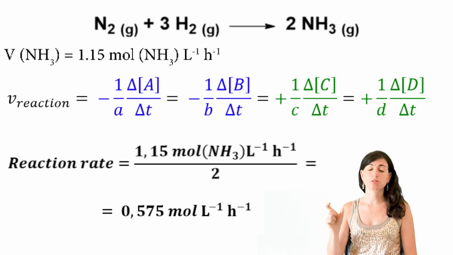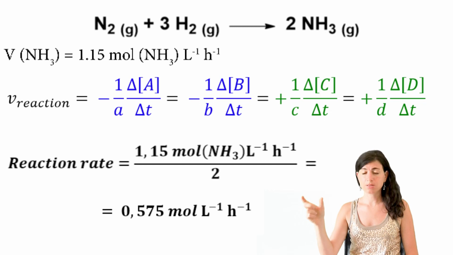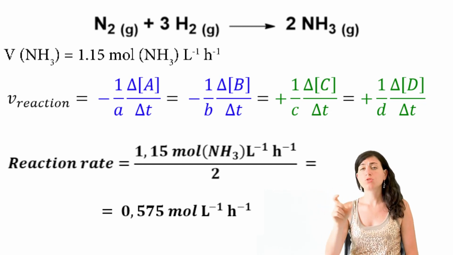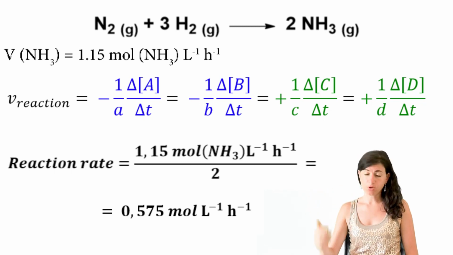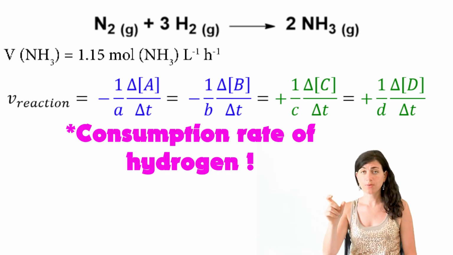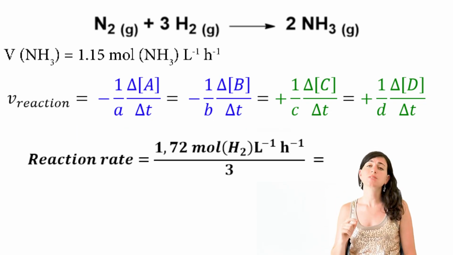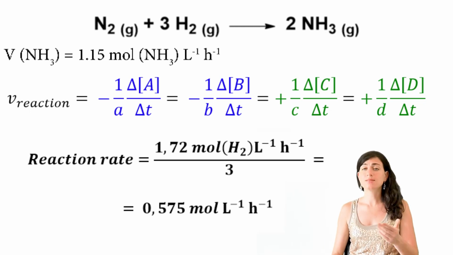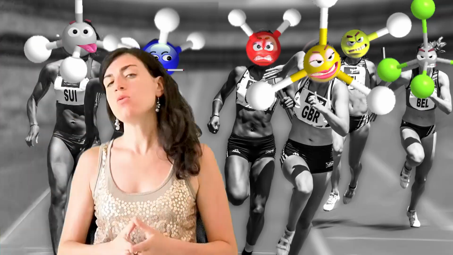So this is our reaction rate, but I could do the same using the formation rate of hydrogen or the formation rate of nitrogen. For instance, let's take the formation rate of hydrogen, which we have calculated before, divide it by the stoichiometric coefficient of hydrogen, and you will get the same result. And the same will be for nitrogen. Try it by yourself. So now let's move on.